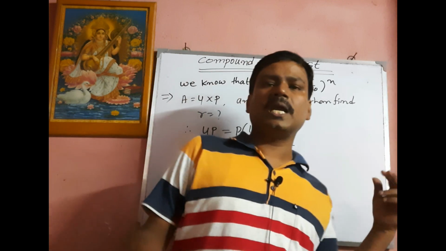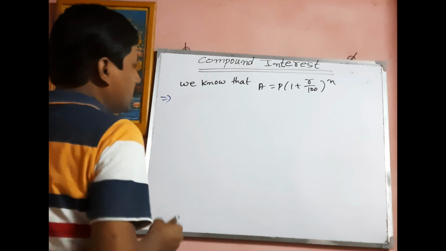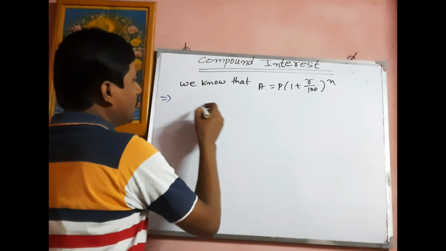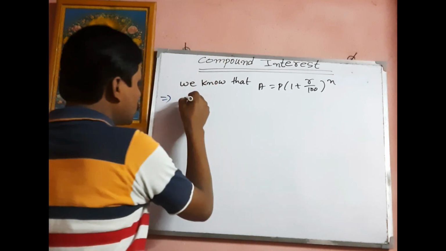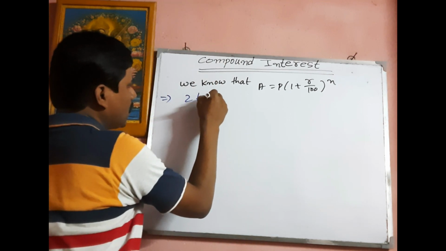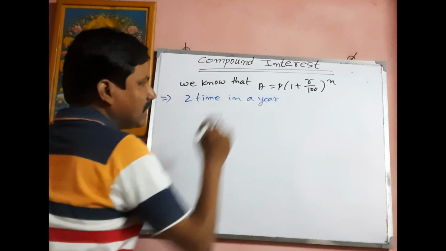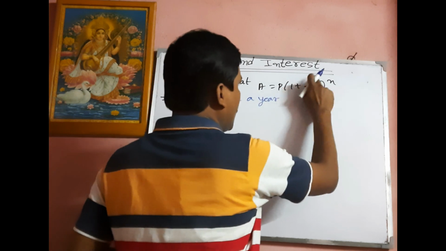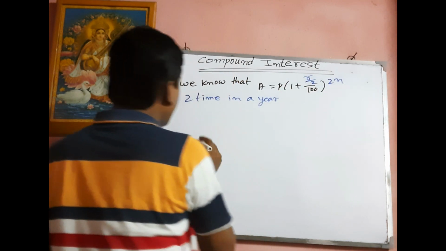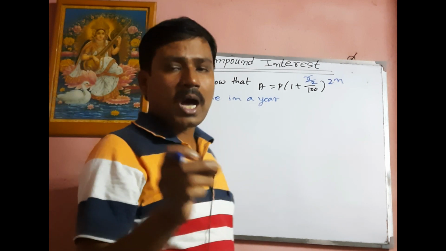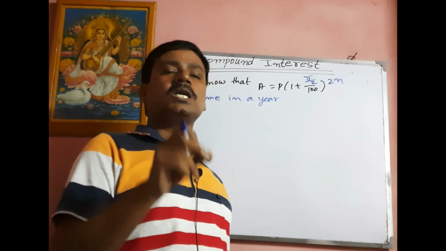Okay, we move to the next. That is the fourth and the last example of the day. Suppose the interest is credited 2 times in a year. Then this formula will be changed and the formula will be R by 2 and 2n. 2 times means every 6 months the interest is credited. That is, 2 times credited in a year.